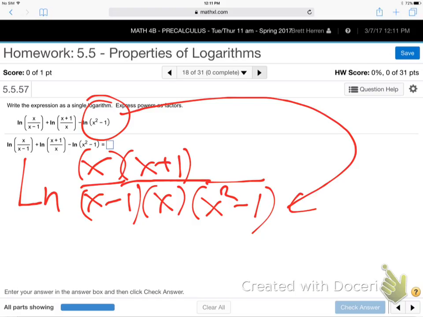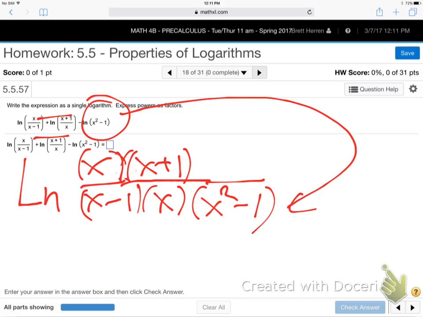See how the first two logs are added, so that's just like straight multiplying. Top with top, x with x plus 1, bottom with bottom, x minus 1 with x. I just went straight. So for the first two logs, I just went straight, straight. Top to top, bottom to bottom, right here. Because they're just multiplied. But the third log is subtracted, so its x squared minus 1 went down here to the denominator, right? We all making sense out of all that?